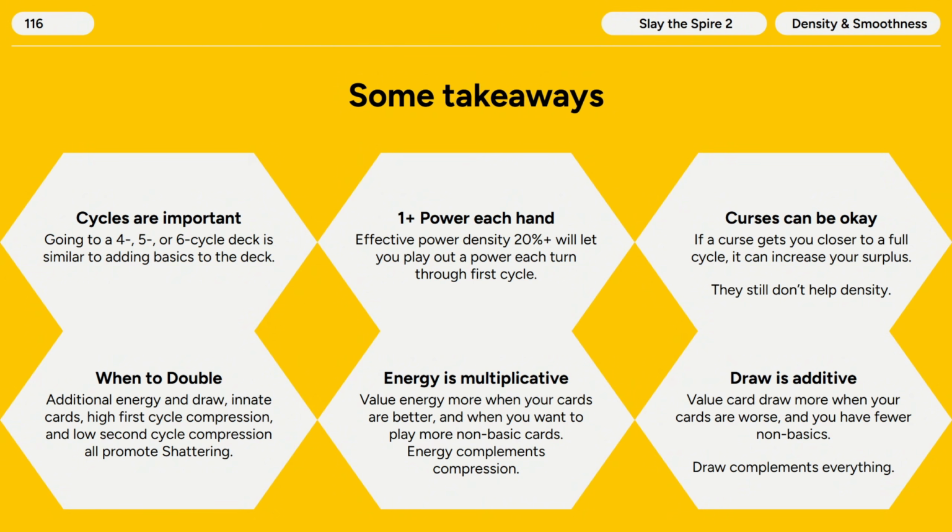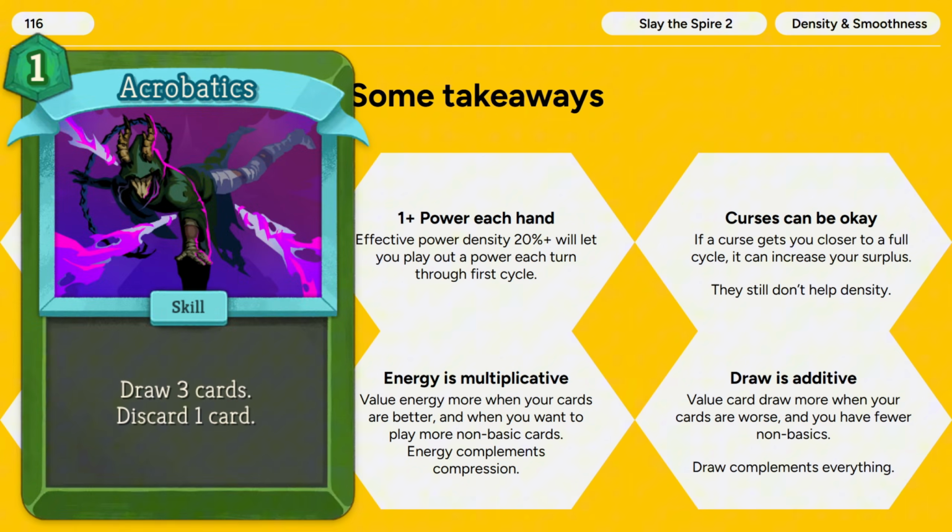But draw is the other side of that, the complementary side of that. It's additive. Value card draw more when your cards are worse and when you have fewer non-basics. Draw complements everything. Draw complements having a bad deck. Draw complements deploying your powers. Draw complements cycling your deck faster. Card draw, even card draw that you need to pay energy for, like Acrobatics, has a lot of upsides once you consider that you don't want to play basic cards. And even sometimes they have extra upsides, like triggering Sly or something like that.